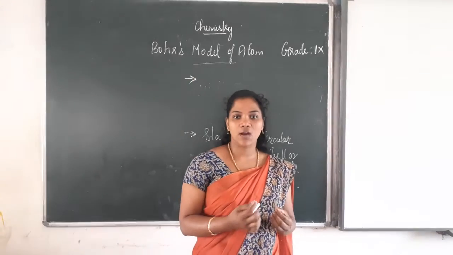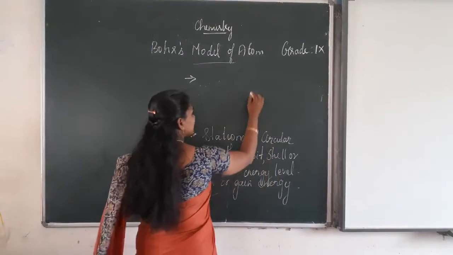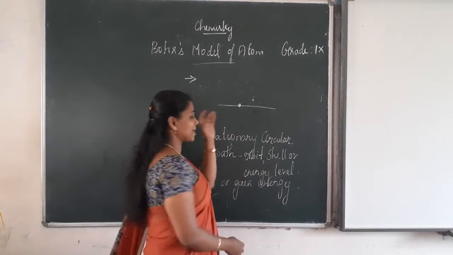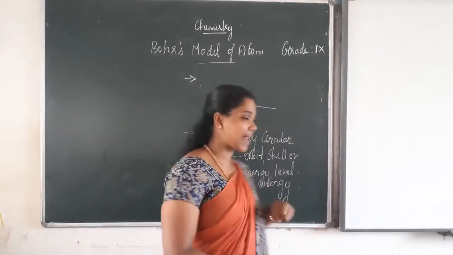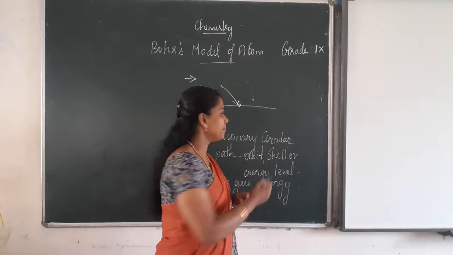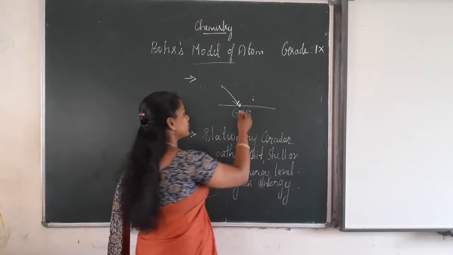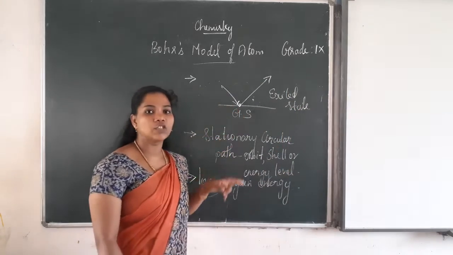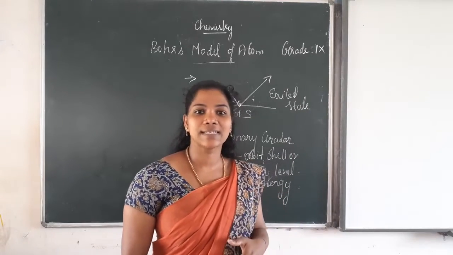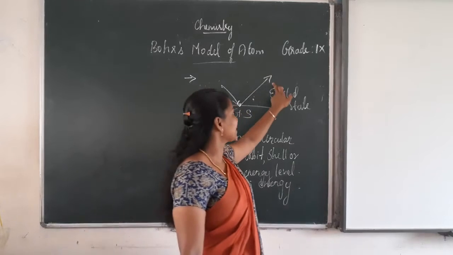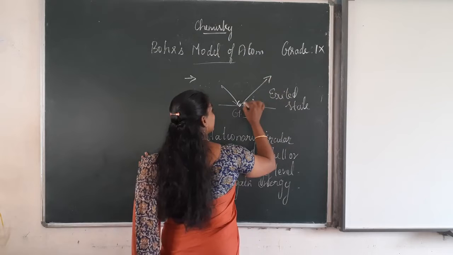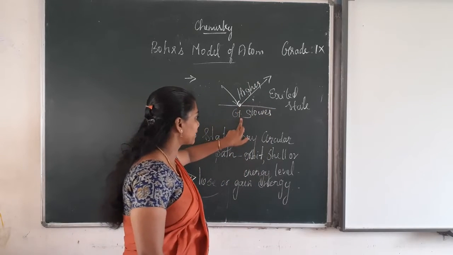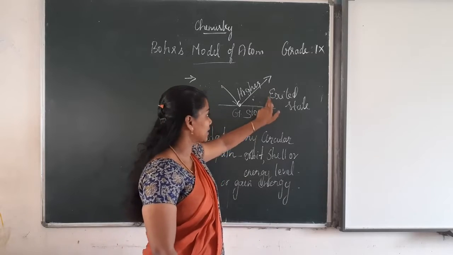When an electron receives energy from outside, for example, this is the electron, or an atom. When an atom absorbs external energy, from the ground state, it will move to the excited state. So when an atom absorbs the energy, the electrons present in the atom jump from one energy level to the next energy level. When the electron gains energy from the ground state, it moves to the next, higher energy level, which is called the excited state.